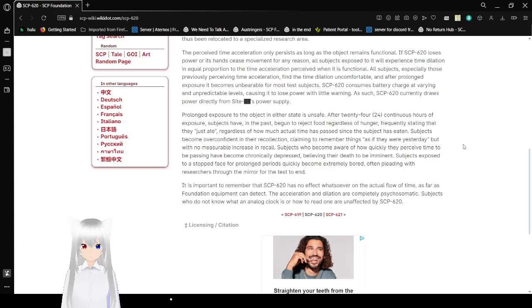Subjects who become aware of how quickly they perceive time to be passing have become chronically depressed, believing their death to be imminent. Subjects exposed to a stopped clock for prolonged periods quickly become extremely bored, often pleading with researchers through the mirror for the test to end.